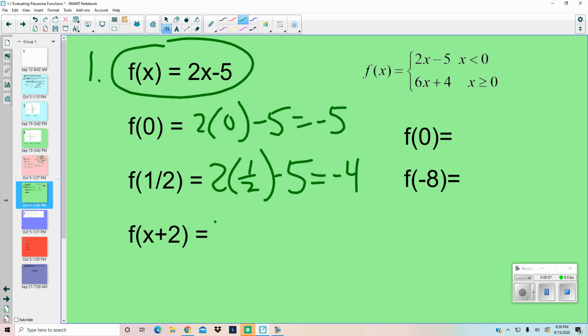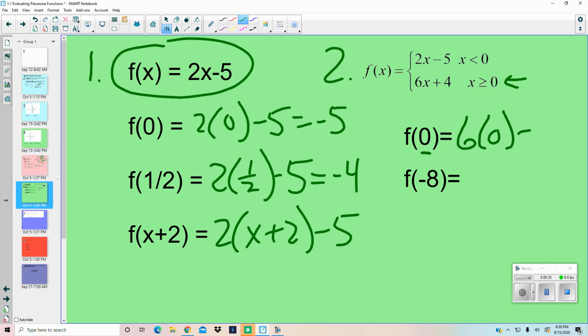F of x plus 2, well, that means I'm going to plug in x plus 2. Okay, and you can distribute the 2 and simplify or leave it like that. The one on the right, number 2, well, that's a piecewise function. There's 2 pieces. F of 0, where does that fit in, the top branch or the bottom? Well, because this is greater than or equal to 0, then f of 0 is going to fit in there. So I'm going to do 6 times 0 plus 4.